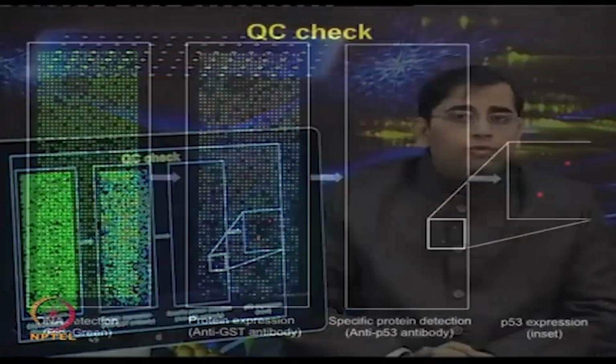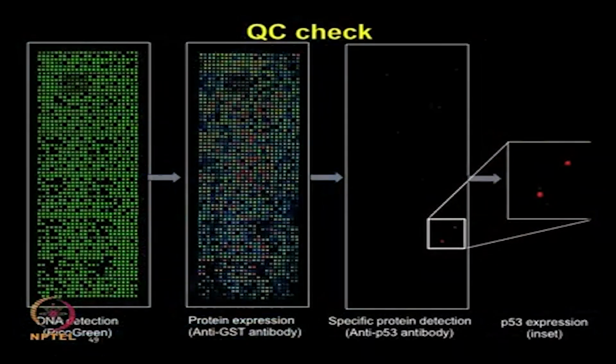This is an overview of the different types of quality control checks which one needs to perform during the whole NAPA step. Before you use these slides for doing any biological questions, you need to ensure that DNA is properly printed, shown on the left side of the slide, PicoGreen staining. Next to that is the protein expression using the anti-GST antibody. Next is the specific protein expression, for example, using anti-P53 antibody, and then looking at the inset for those duplicate spots.